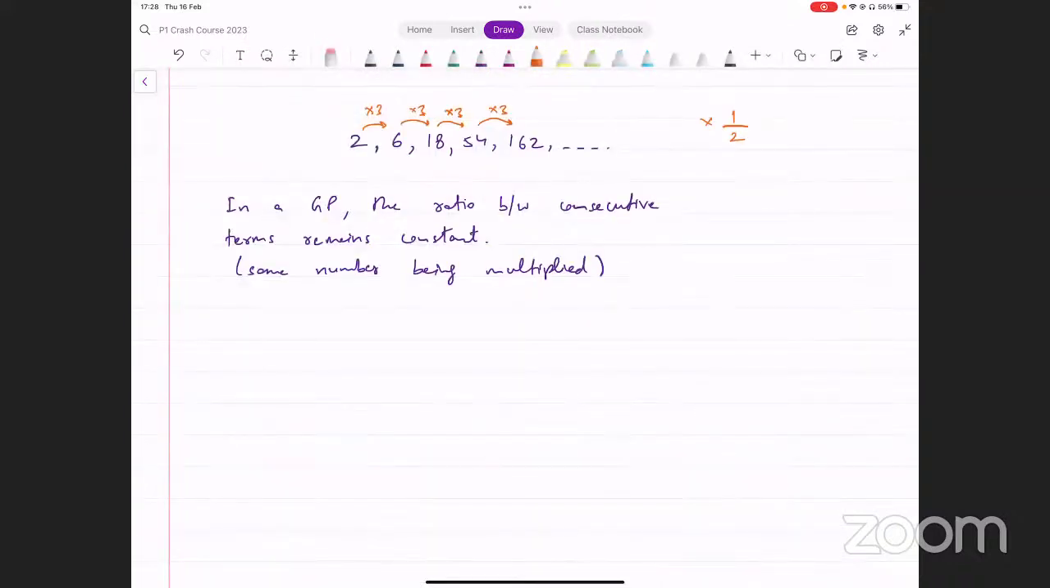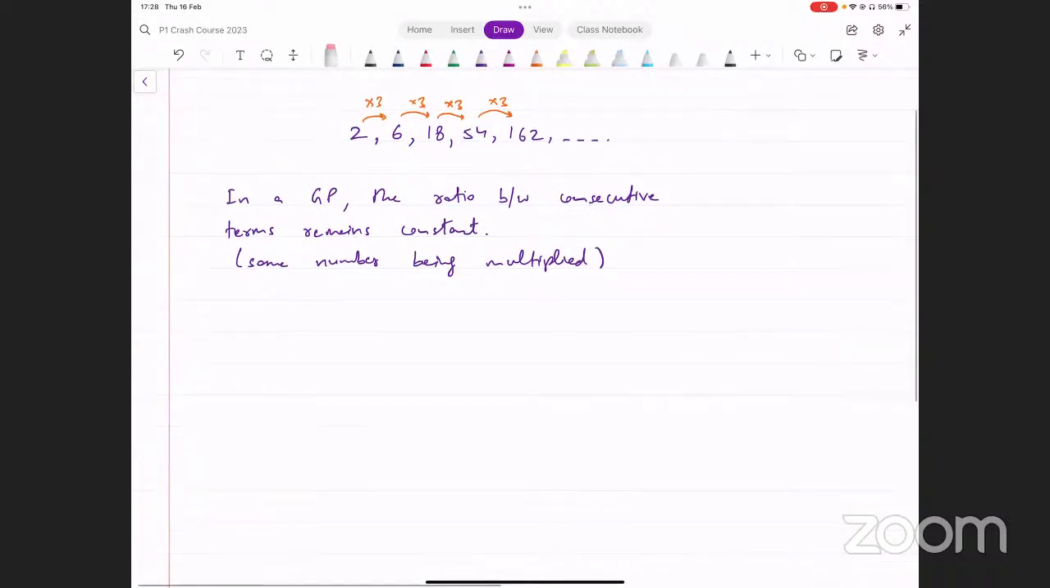So you could also call that division by 2, or you could say multiplication by 1/2. So in this case, you'll have something being multiplied or divided, right? That's what is going to be happening in geometric progressions. All right. Now, how do you describe a GP?